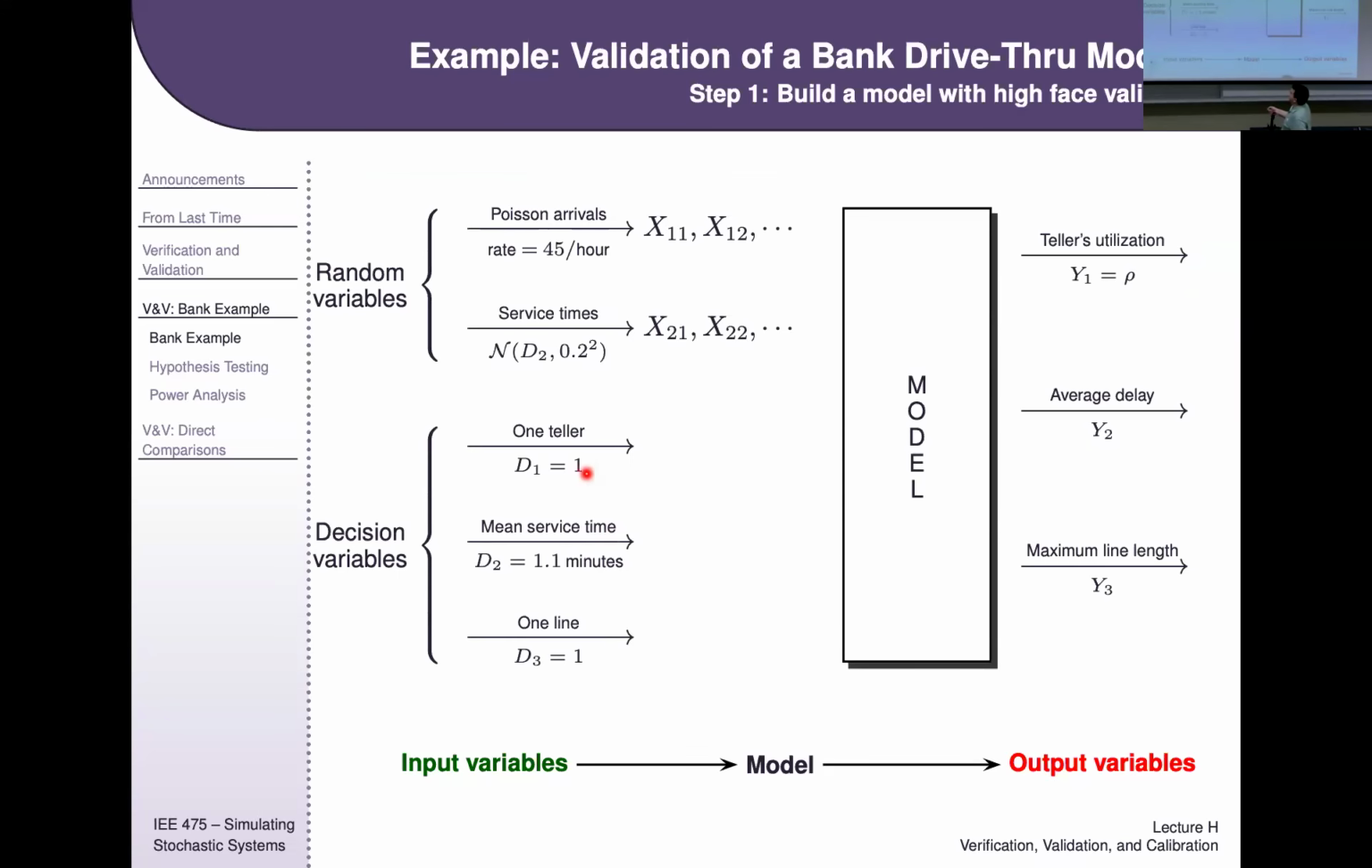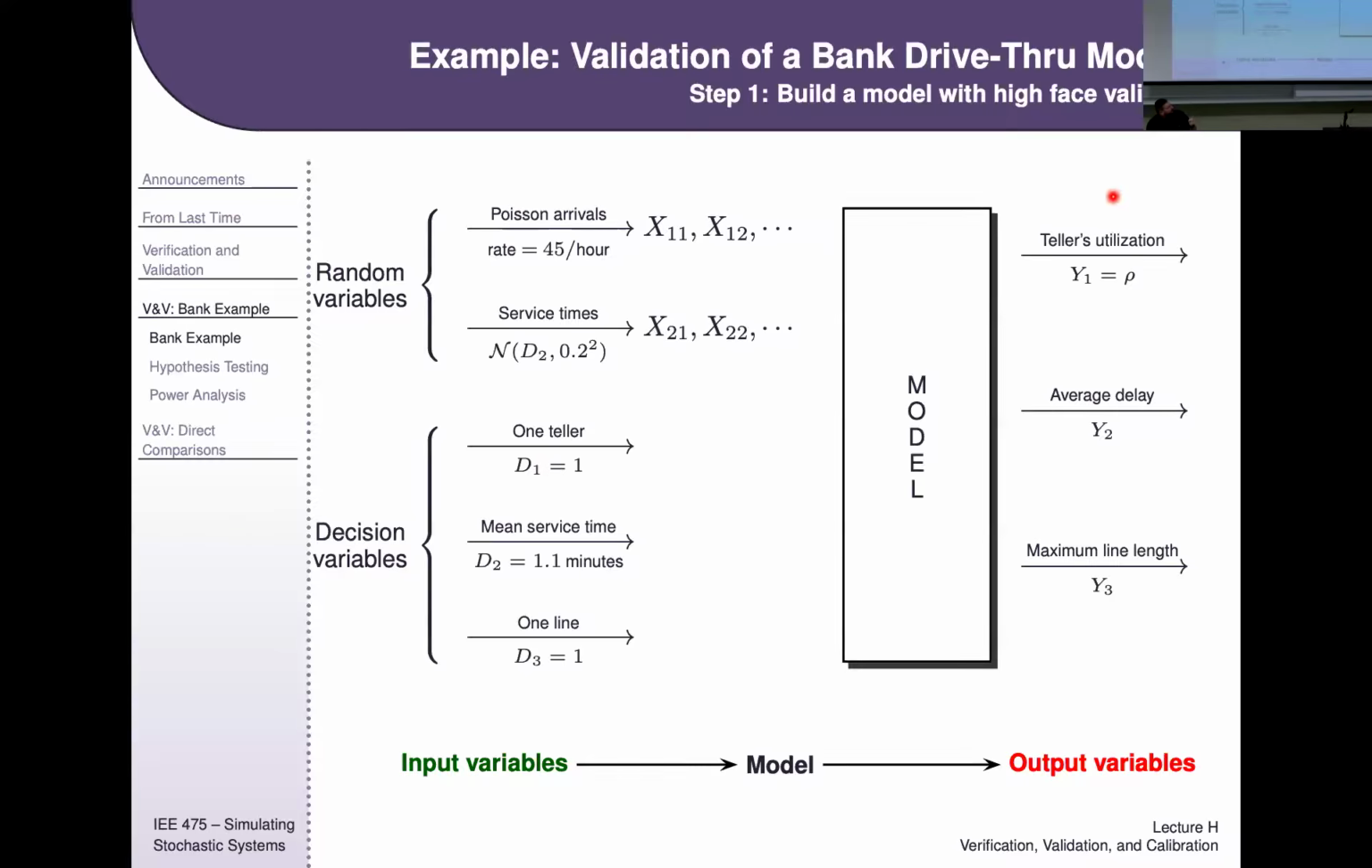So this might be the as-is setup. And I might want to see what happens if I increase the number of tellers. What happens if I increase the number of lines? And so on. So these are the things that I can change in the system and measure the difference in my performance.